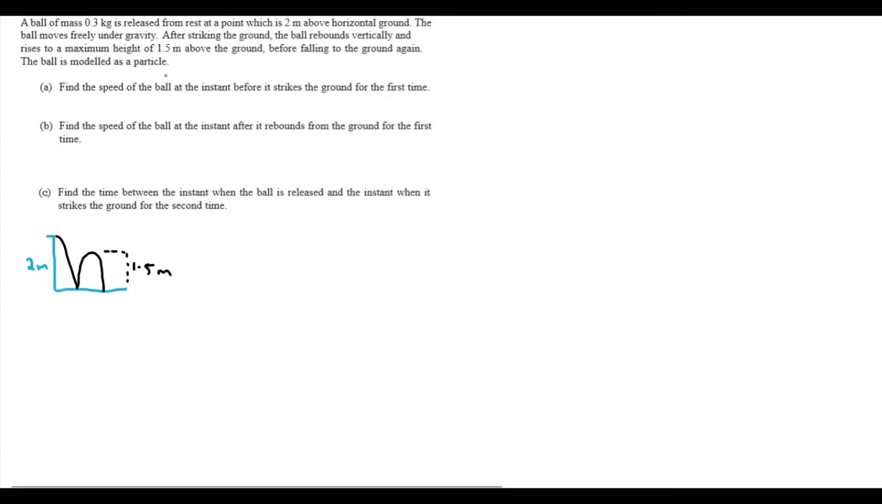Next thing to point out is that from the description in the question, they've told us that this ball has a mass of 0.3 kilograms. You may notice from the SUVAT equations that mass never comes into it. This number is here just as flavour text. We don't actually need it when it comes to our working.